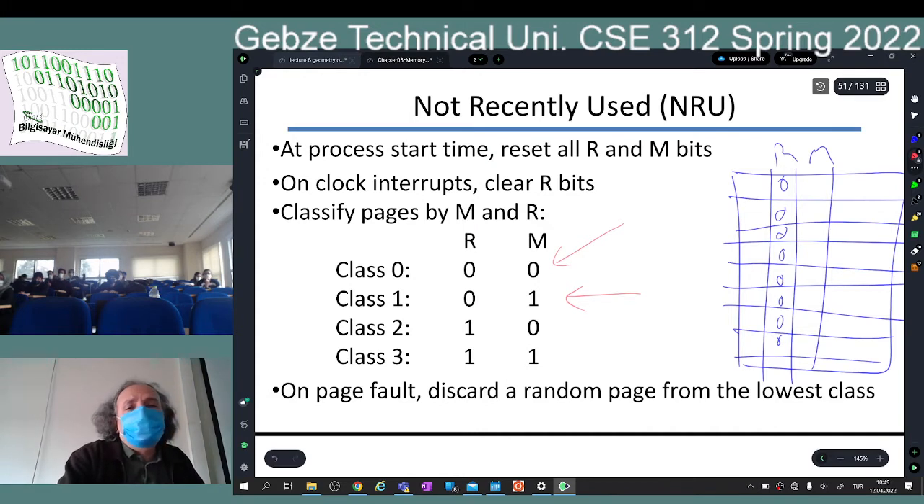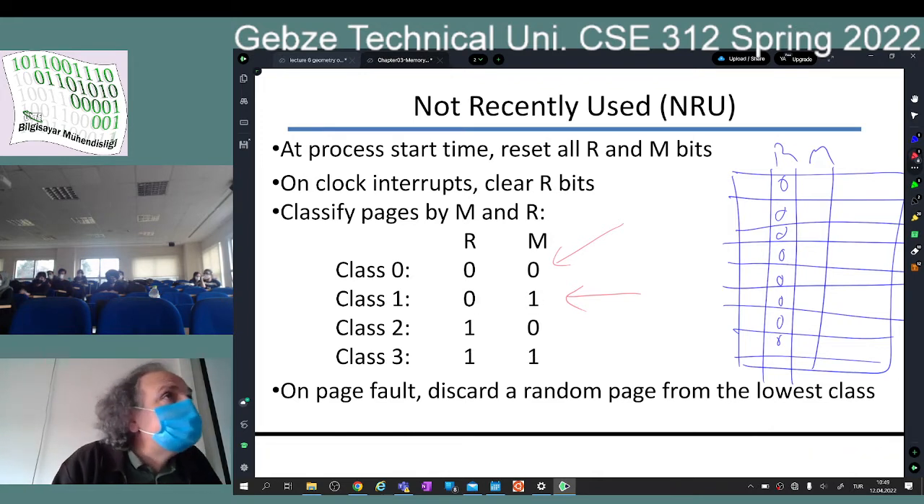This is the most available page. Nobody is using it. This one is heavily modified and referenced. But how about this order? Yes? Class 2 is going to be transitioned to class 0 when the clock interrupt happens. Say it louder, everybody can hear you.